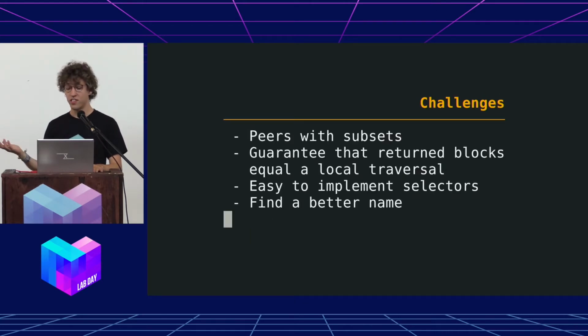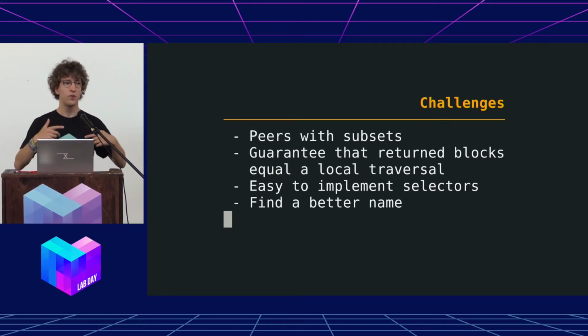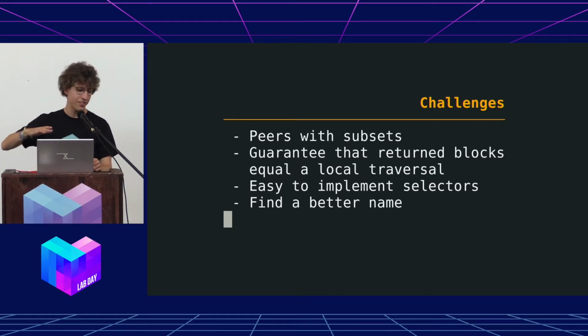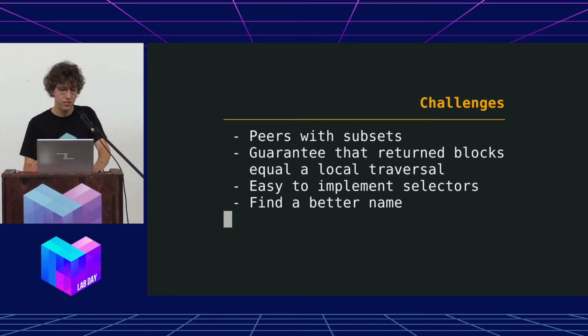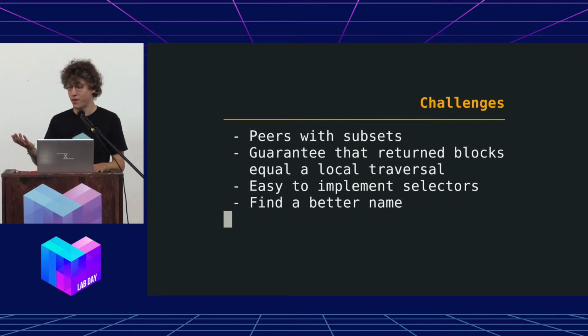Right, and the challenges are, of course, that peers might only have subsets of the data. So you request from several peers, get only a subset back, and request the other subset from another peer. But this should always be handled by GraphSync itself, so you don't need to care. If you use it, it will do it automatically. There will be a guarantee that the returned nodes would be the same as if you did the traversal on a local node. Another challenge is that selectors, if you implement your own, should be easy to implement. And the biggest challenge is finding a better name.